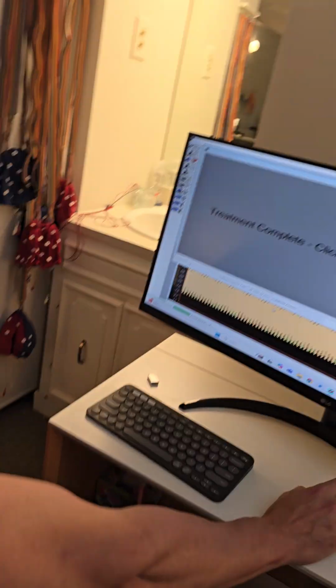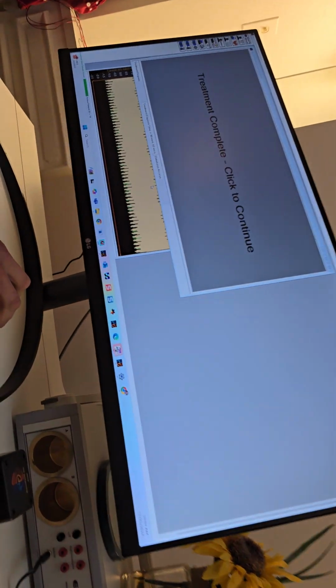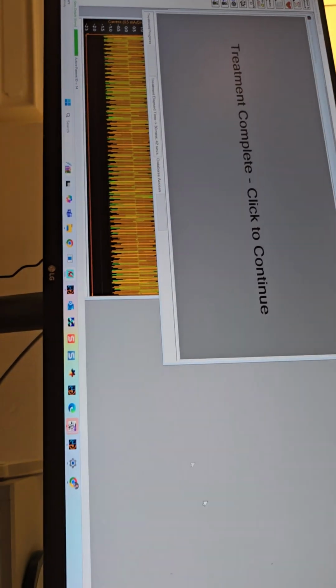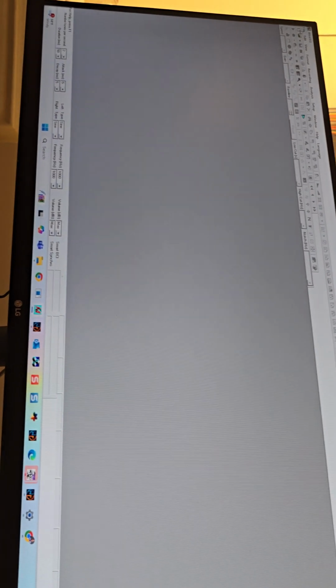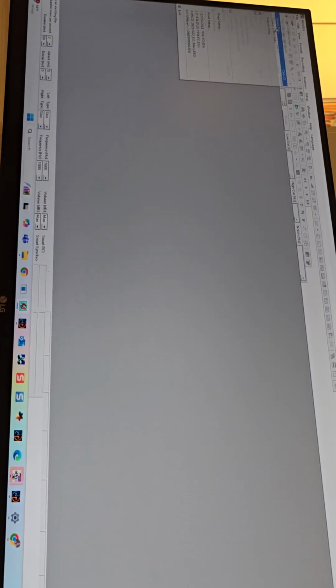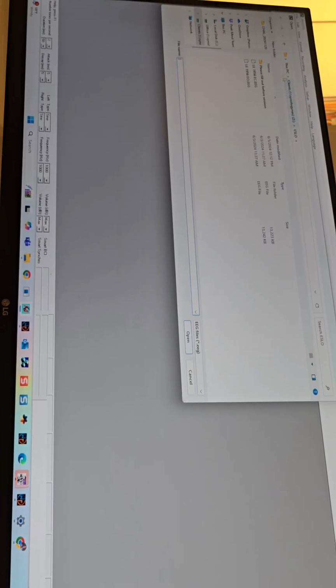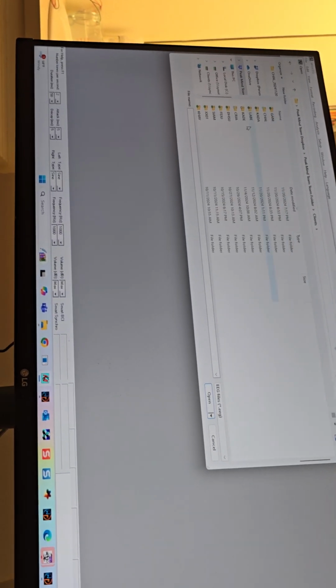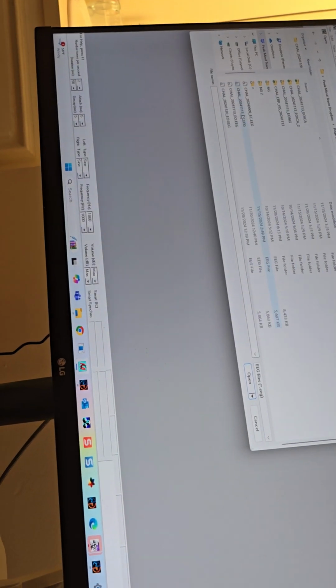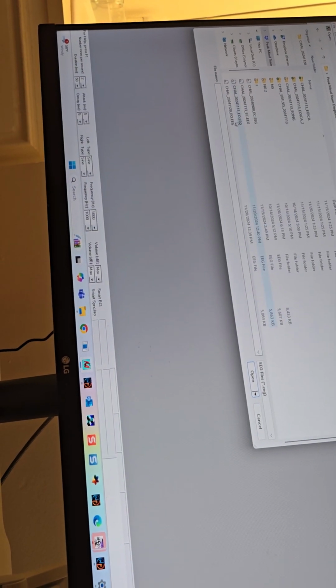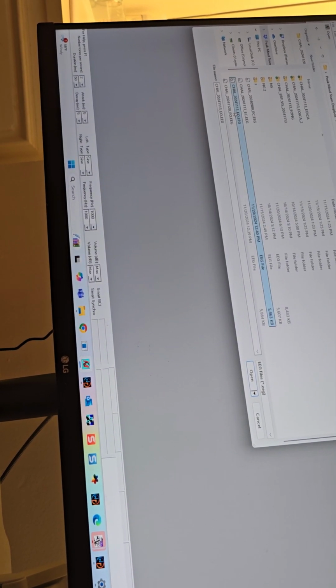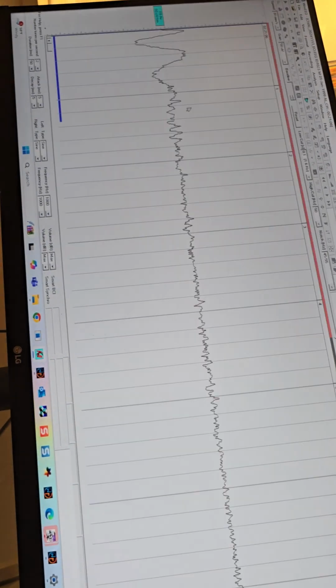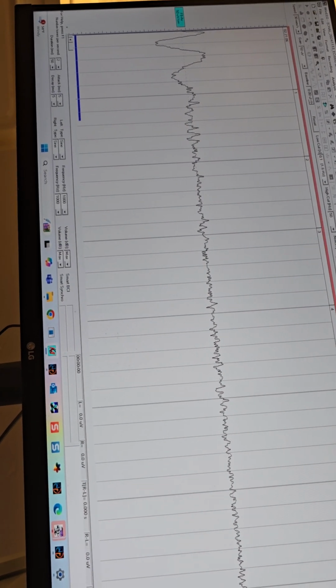I usually run Winnie EEG on my computer, but oh, it is. All right, so we've got pre and post. So here is the 13th. All right, what did that do?